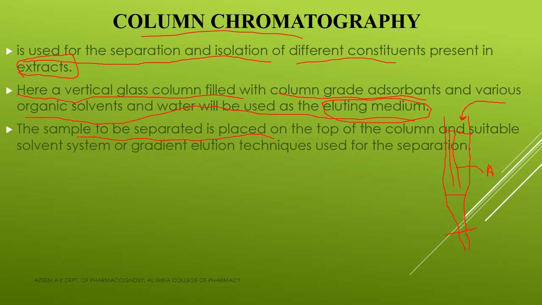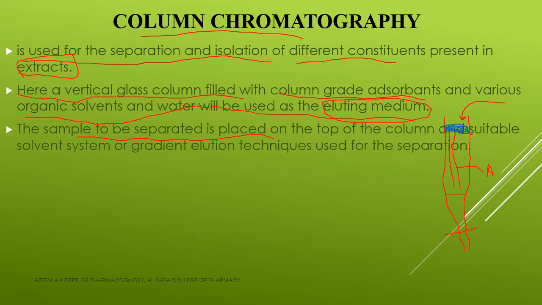So this is the top region of the column, and here the sample should be separated. The sample to be separated is placed on the top of the column. Whatever extract you are going to separate has to be placed on the top of the column like this. This blue mark is there. So this is a sample, and this sample which you are going to separate is to be placed on the top of the column. Clear?